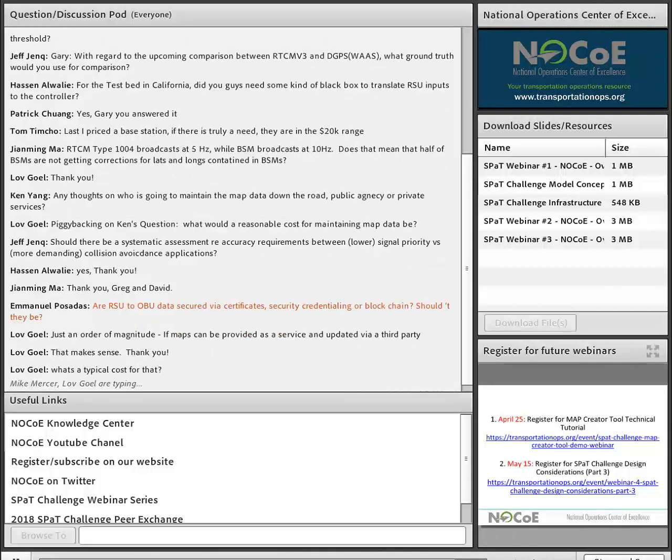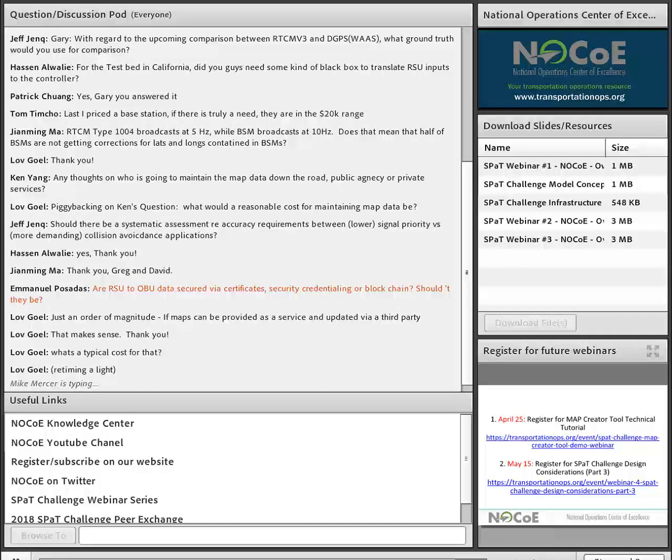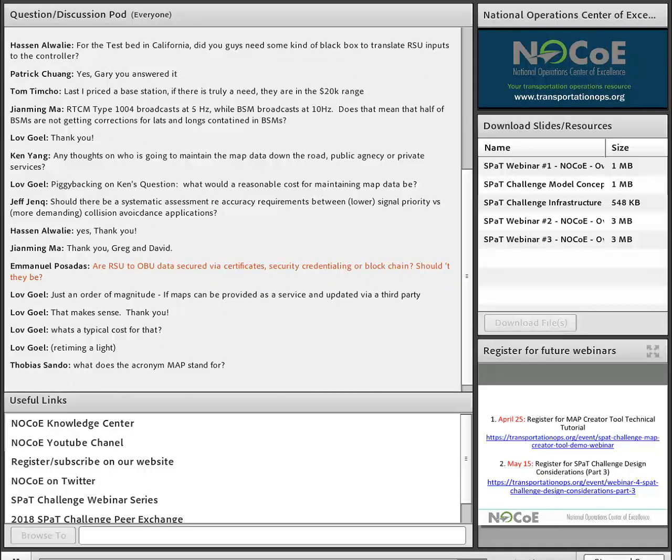Okay, so a couple final questions here. Should there be a systematic assessment of accuracy requirements between lower-demand signal priority applications versus more demanding collision avoidance applications? So this is Blaine. Yes, I think that's appropriate, and that's why, as Greg described the position correction process, it's very appropriate for you to look at the application you're going to run and determine whether that correction is necessary or not.